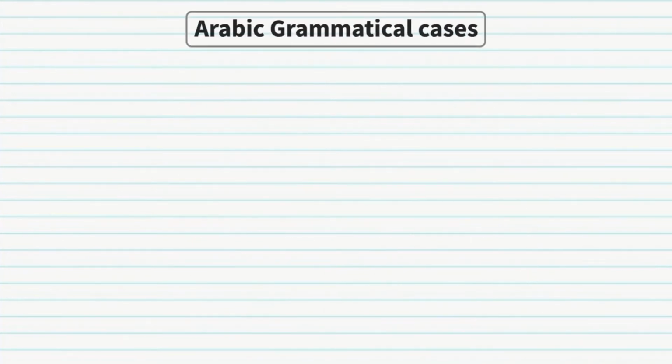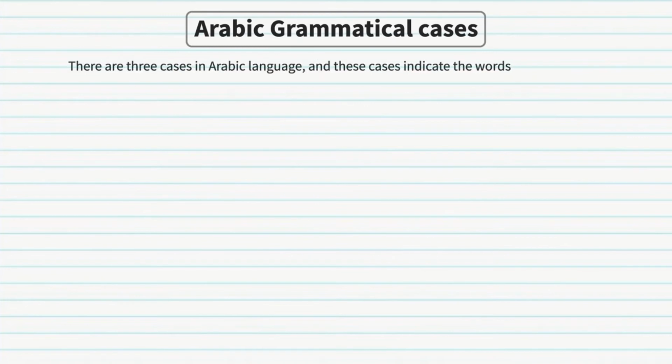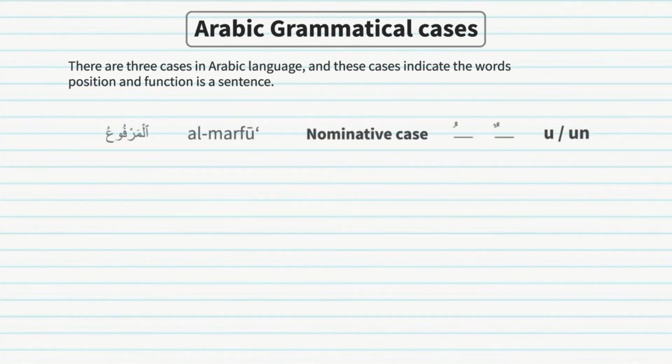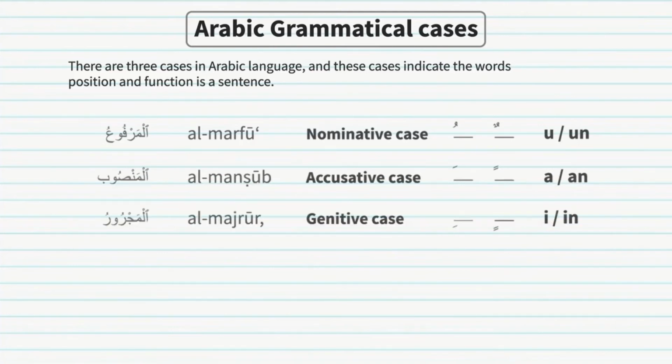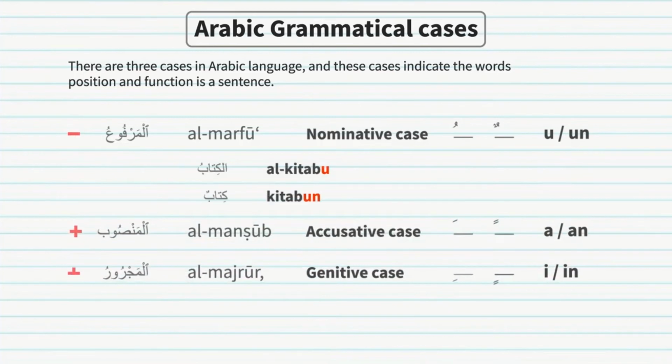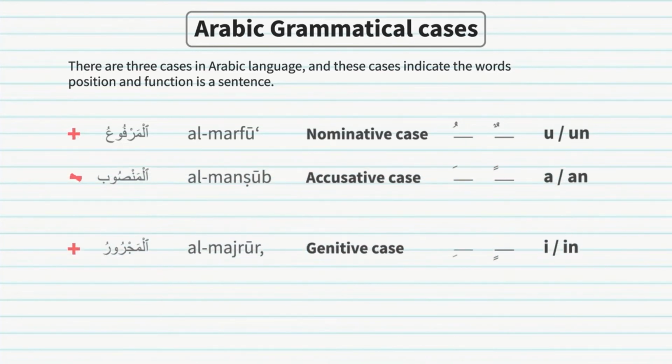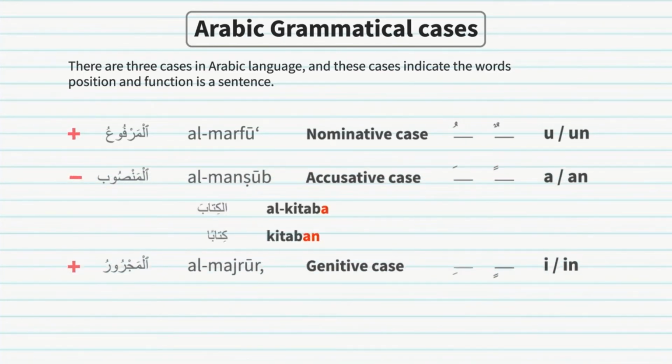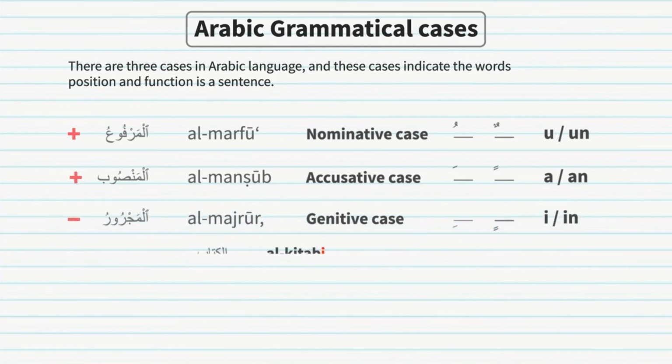Arabic grammatical cases. There are 3 cases in Arabic language, and these cases indicate the word's position and function in a sentence. The 3 cases are nominative case, al-marfu', accusative case, al-mansub, genitive case, al-majroor. Since this is a quick introduction video, we will not talk about the cases in this video. Instead, we will shortly talk about the genitive case and see how a word's case can be changed based on its position in a sentence.